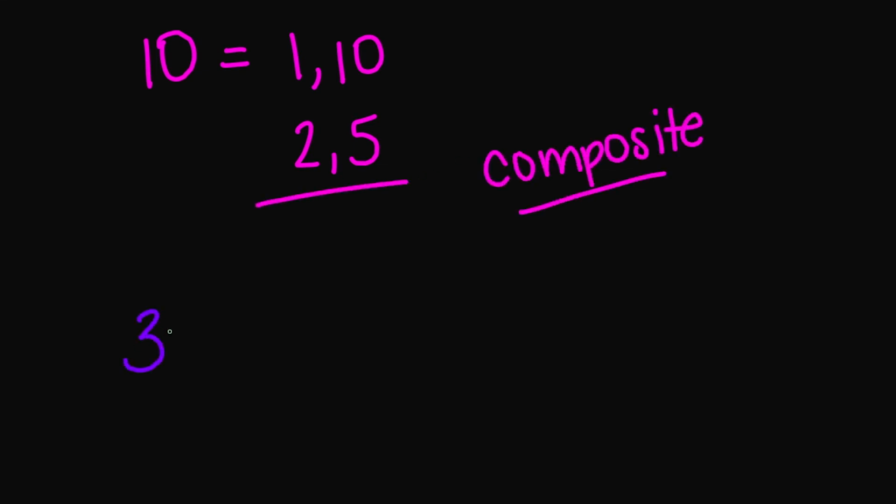Number 31. Let's write the factors of 31. So we have 1 times 31. Is there any other number that when multiplied together will give me 31? No, there are no other numbers. So we have only two factors. The number 31 is prime.